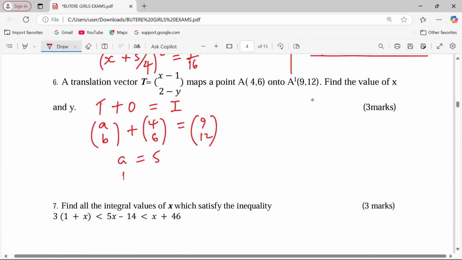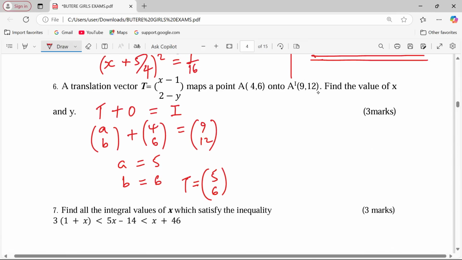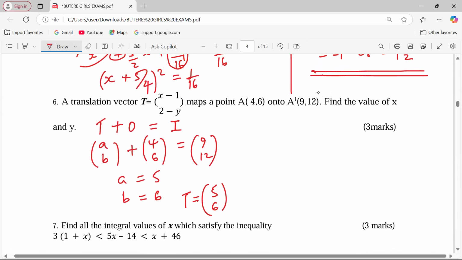Then to remain with b, on the y components, b plus 6 equals 12. So how do we remain with b? By taking 6 to the right, whereby it will be 12 minus 6, giving us 6. So the translation vector equals (5, 6), which was involved.